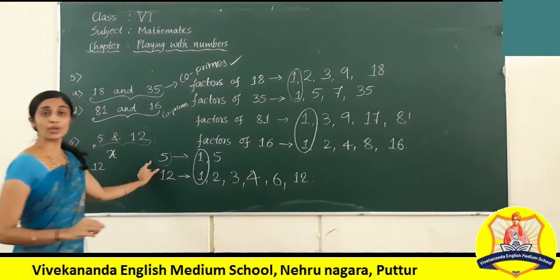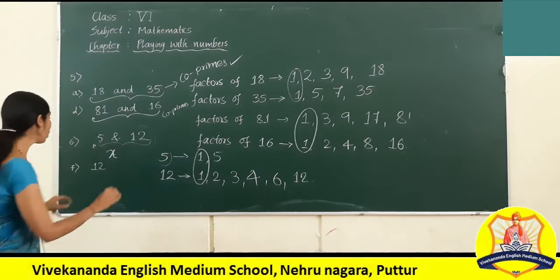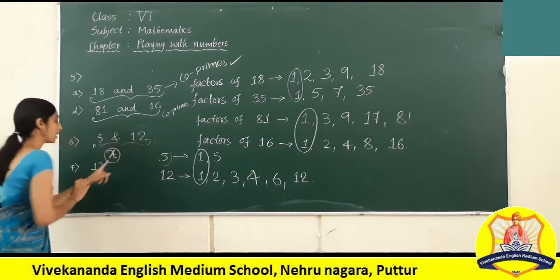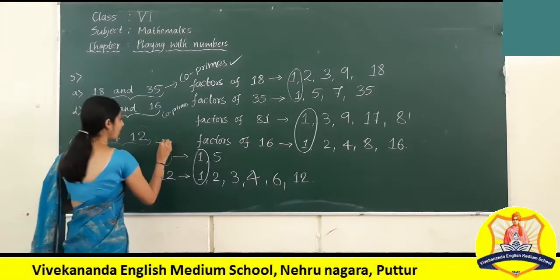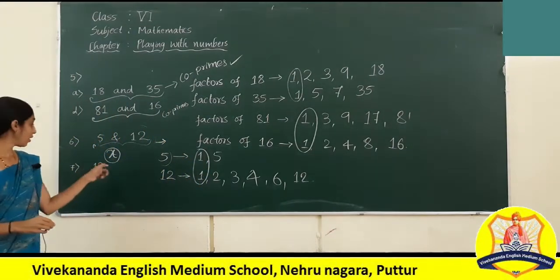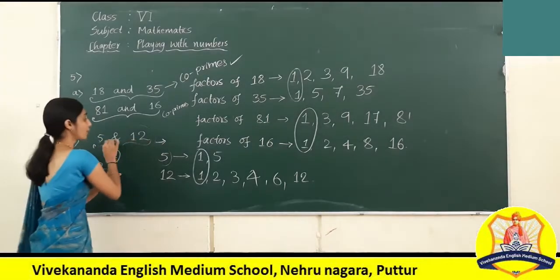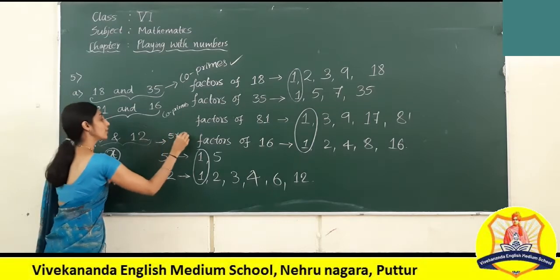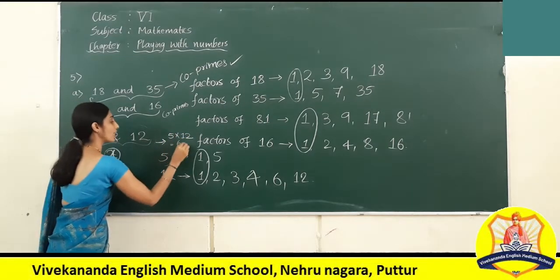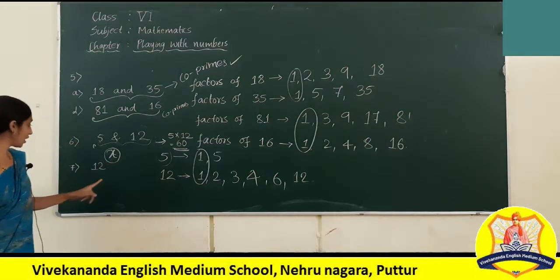So, what is the rule? The product of these co-primes also divides the given number. So, which is the other number that is divisible by x? The product of these two. What is the product of these two? 5 into 12 is equal to 60. I hope this is clear to you.